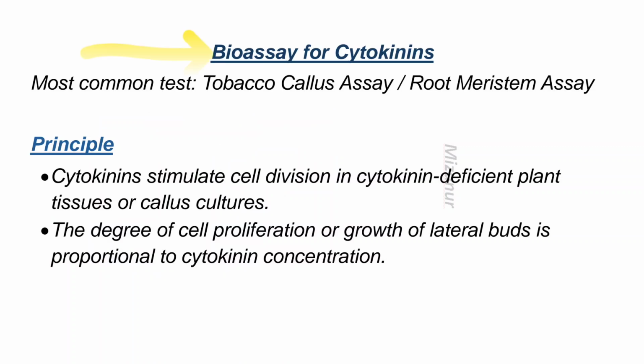Now we'll see the bioassay of cytokinins. The most common test is the tobacco callus assay or root meristem assay. The principle of this bioassay is that cytokinin stimulates cell division in cytokinin-deficient plant tissue or callus culture. The degree of cell proliferation or growth of the lateral bud is proportional to the cytokinin concentration.